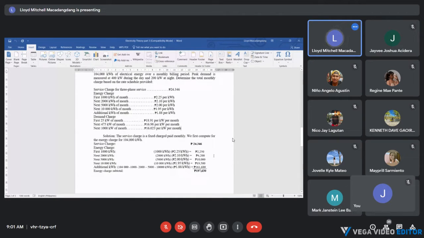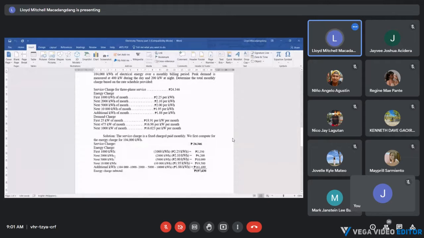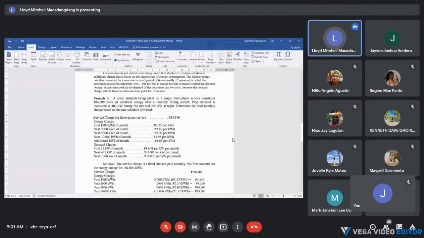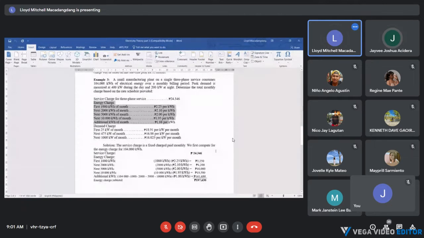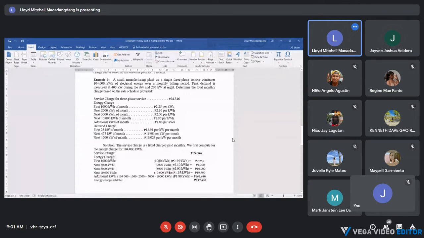So, solution. First, get the service charge, which is 24.346. Then the energy charges. First 1,000 kilowatt hour is 2.25 per kilowatt hour. Our total consumption is 104,000 kilowatt hour.